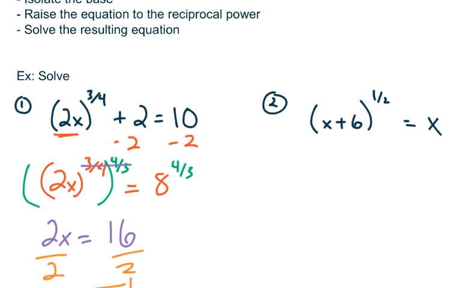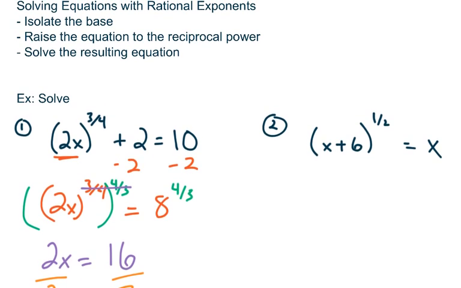Number 2, let's do the same steps. Step number 1, isolate the base. Well, that one's already done for us. We don't need to do anything for step 1. The base is already by itself: x plus 6 to the 1/2 power is equal to x. Step number 2, raise the equation to the reciprocal power. The reciprocal of 1/2 is 2, so we're going to square both sides.